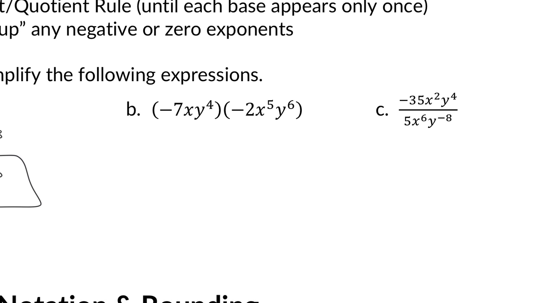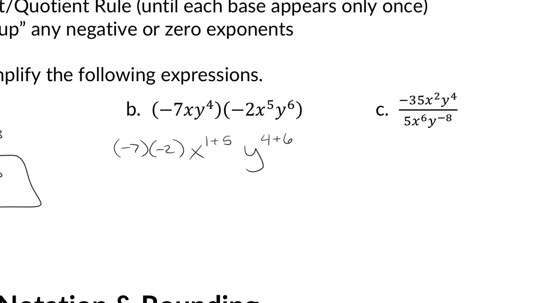Second problem is -7x y to the 4th multiplied by -2x to the 5th y to the 6th. Again, I'm going to show a lot of work. You might be able to jump past this work. We're going to take the regular numbers and multiply them. Then we're going to take the bases of x and add their exponents together because multiply means add. And I'm going to add the exponents for the y's together.